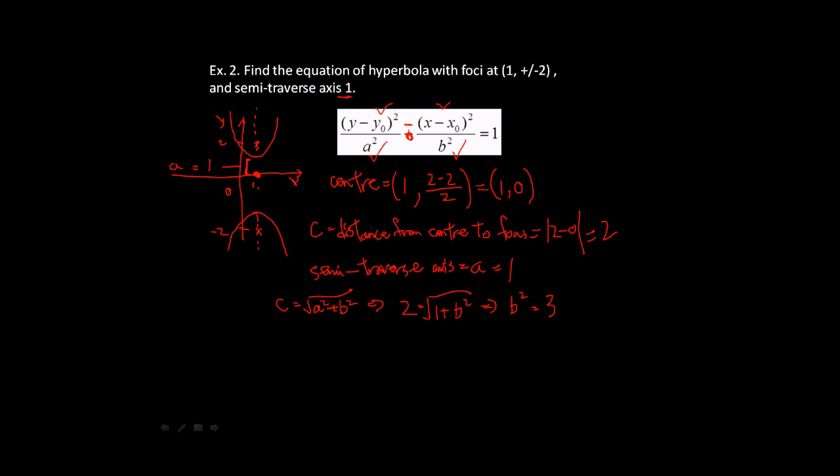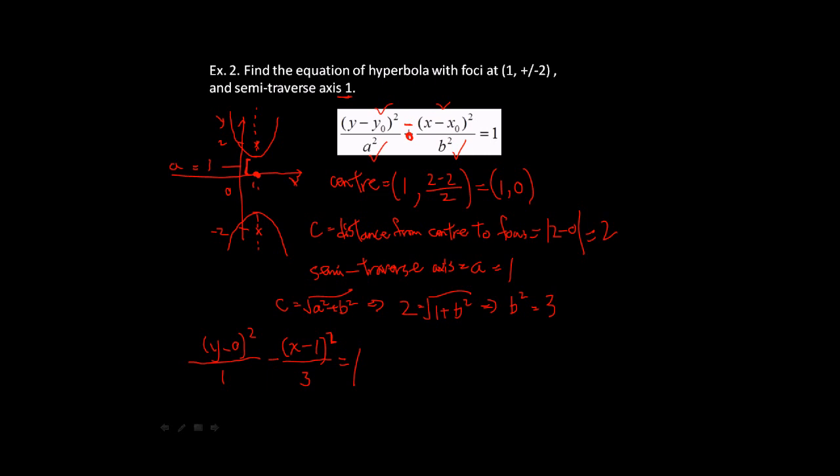If we plug everything back in, we have the equation of the hyperbola, which is y minus the y coordinate of the center, which is 0, and then divided by a squared, which is 1, and then minus x minus x naught, the x coordinate of the center, which is 1, squared, and divided by b squared, which is 3 in our case, equals 1. So this is the equation of the hyperbola in the example.